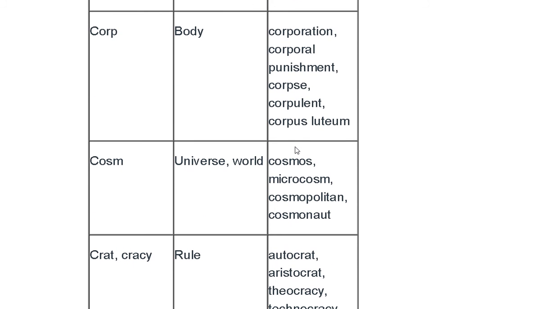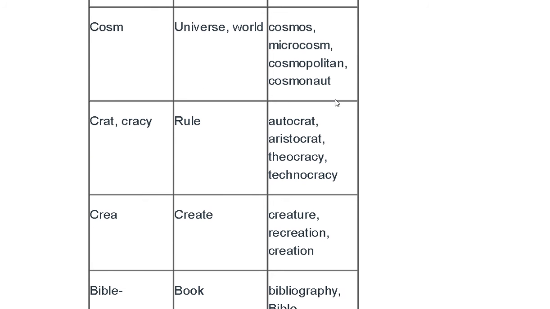Corp means body, like a corpse, a dead body. Corporal punishment is physical punishment. And corporation, like the organization of companies that all together are one body. So even though it has different parts, arms, legs, a business in Florida and a business in Michigan, it's one corporation, one body. Cosm is universe or world.